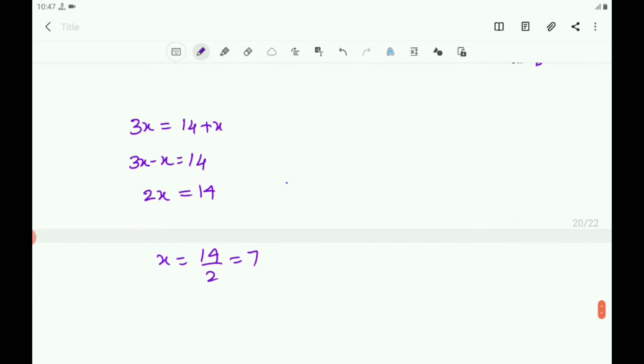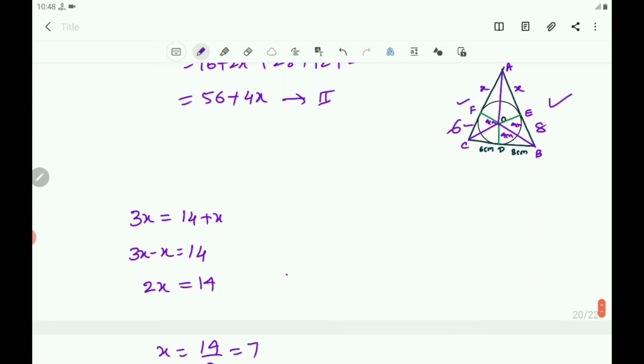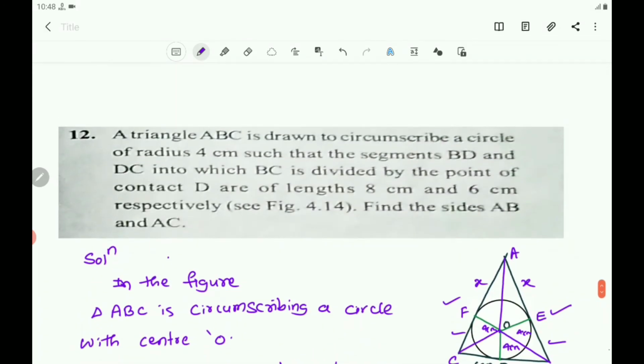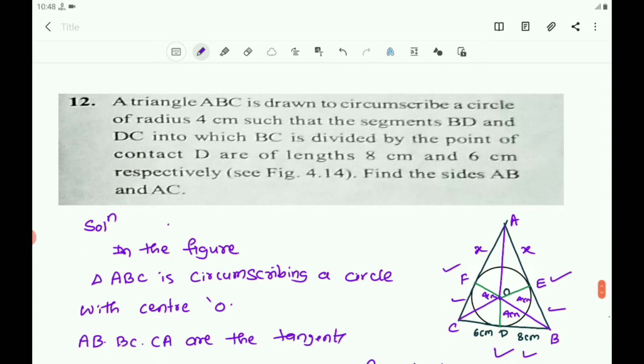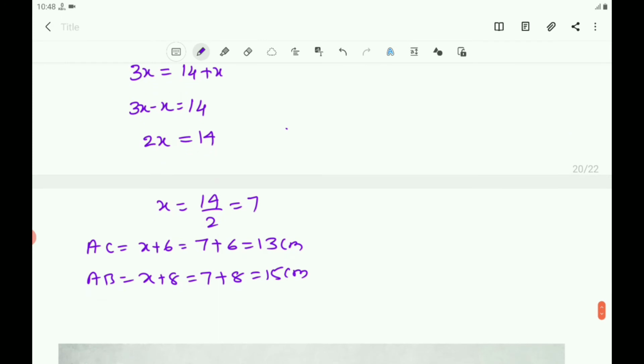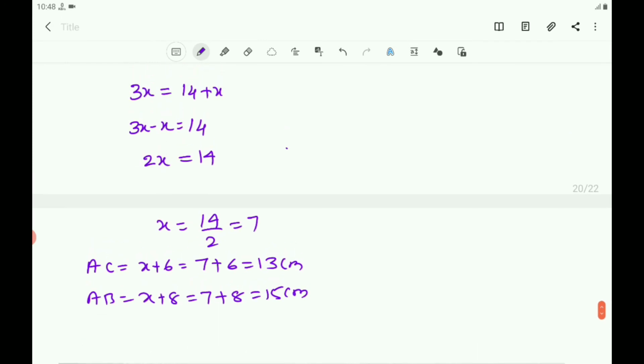AC is equal to x plus 6. x is 7, plus 6, 13 centimeter. And AB is equal to x plus 8 equals 7 plus 8 equals 15 centimeter. In this way you got the measurement of the triangle ABC, that is AB and AC. So AB and AC you got. AB is equal to 15 centimeter. AC is equal to 13 centimeter.